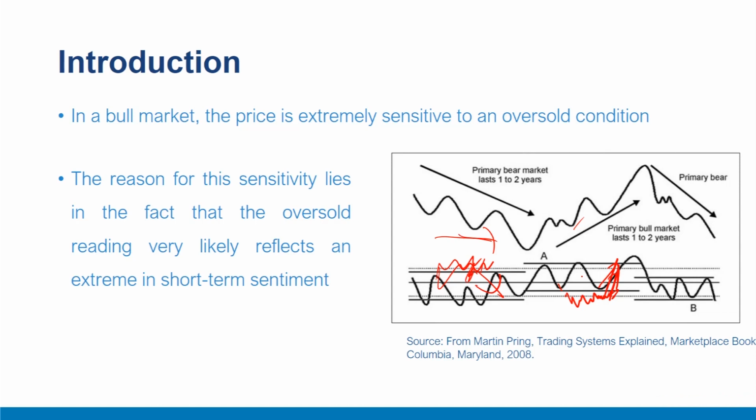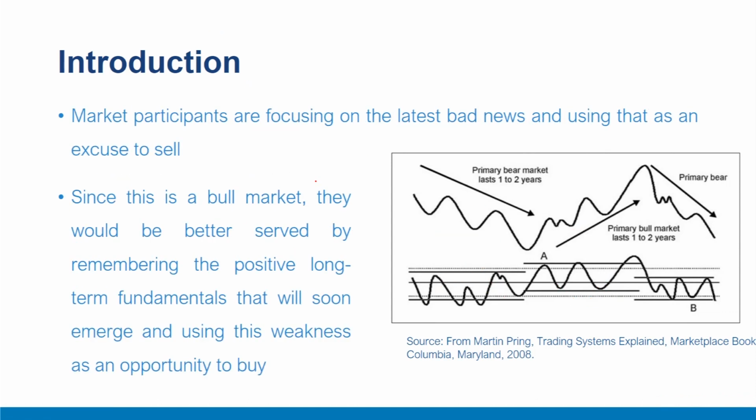The reason for this sensitivity lies in the fact that an oversold condition in a bull market very likely reflects an extreme in short term sentiment, and similarly for an overbought condition in a bear market. In such scenarios, market participants are often focusing on the latest bad news and using that as an excuse to sell. Since this is a bull market, they would be better served by remembering the positive long-term fundamentals that will soon emerge and using this weakness as an opportunity to buy. The same happens in reverse during a bear market. Traders are focused on bad news, which sends the price down. Then some unexpectedly good news hits the wires and the price rallies.